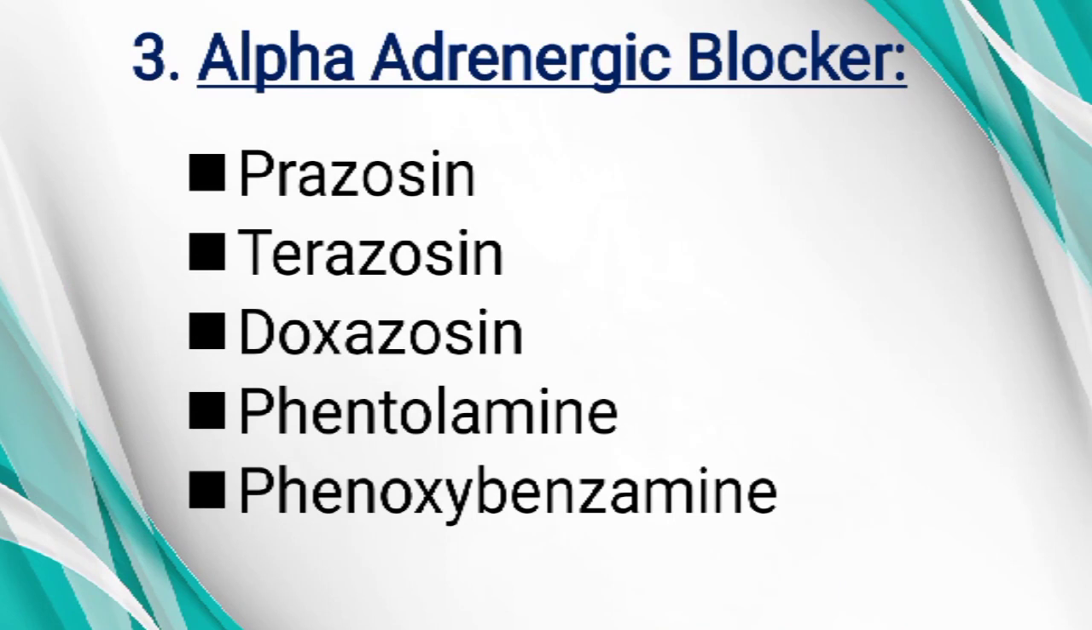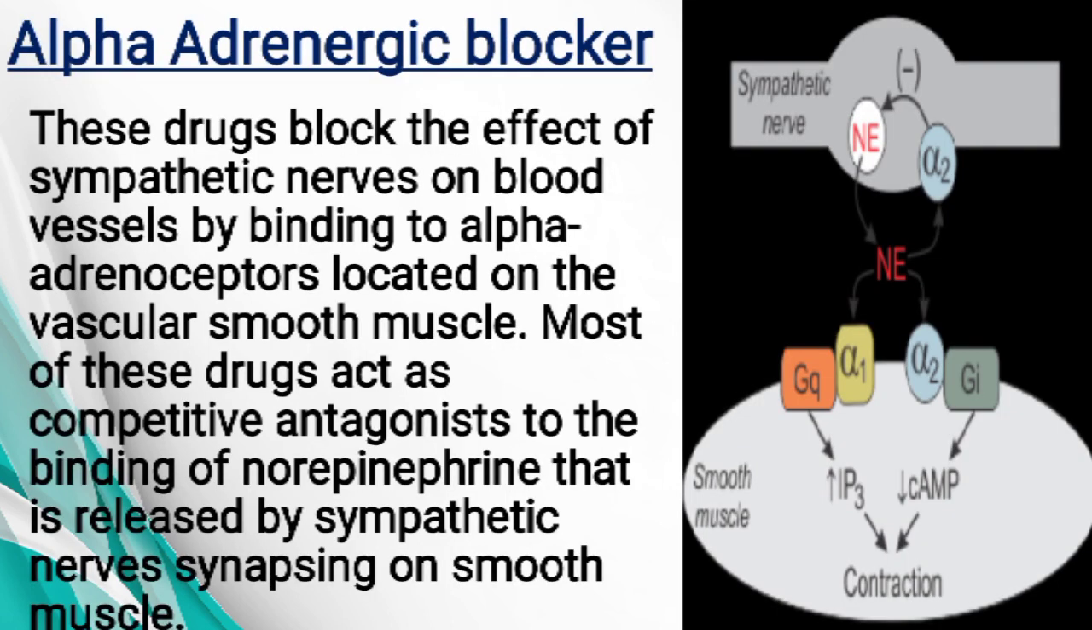Now third is alpha adrenergic blocker. For example, prazosin, terazosin, doxazosin, phentolamine, phenoxybenzamine. The suffix used is zosin. Now the mechanism of alpha adrenergic blocker.